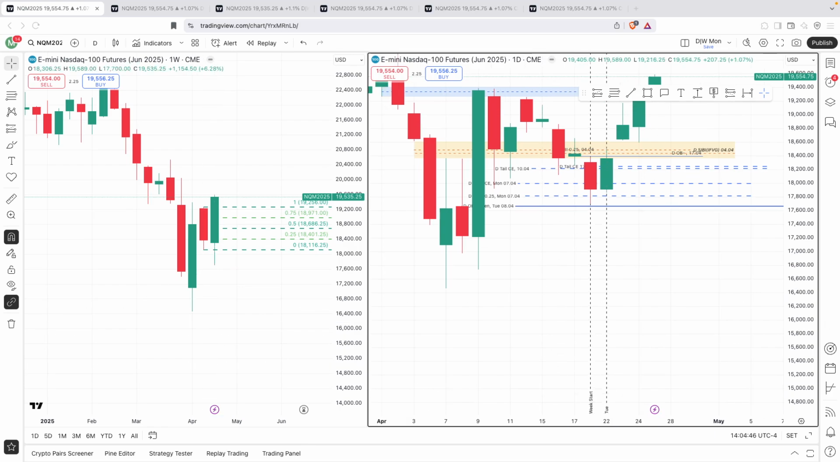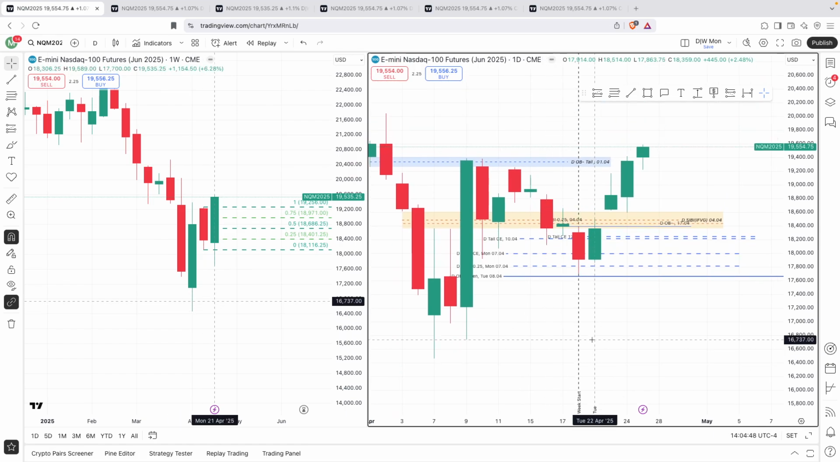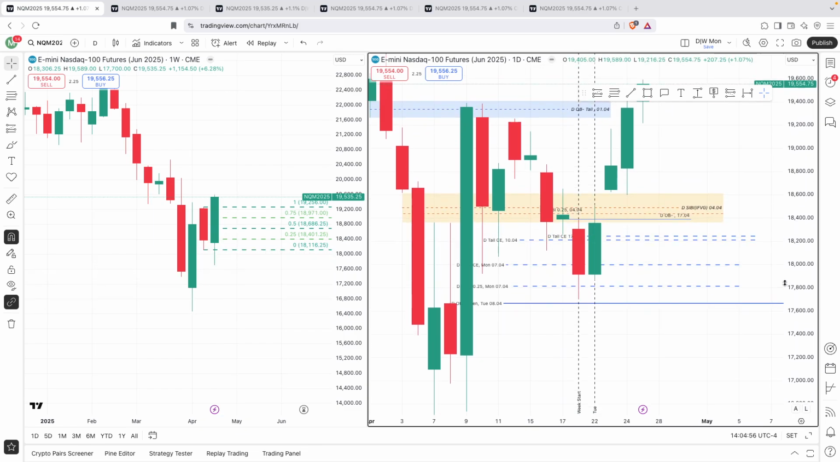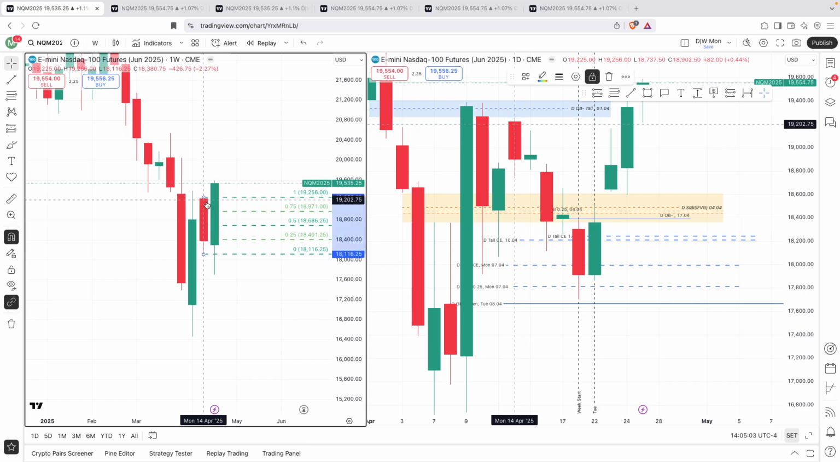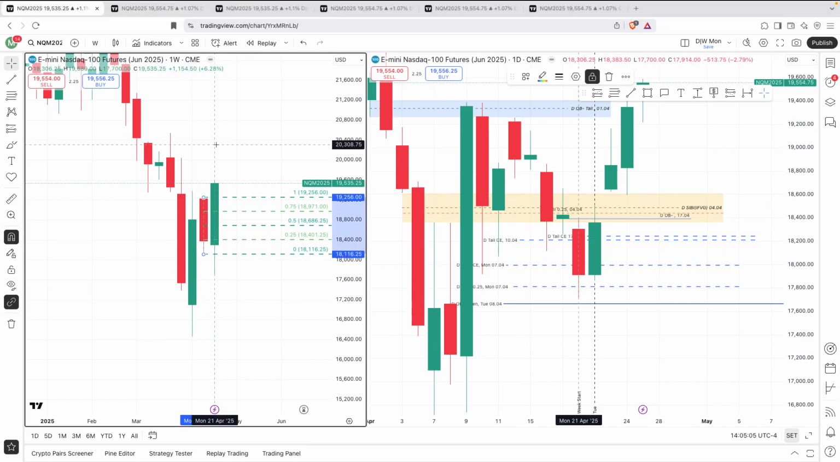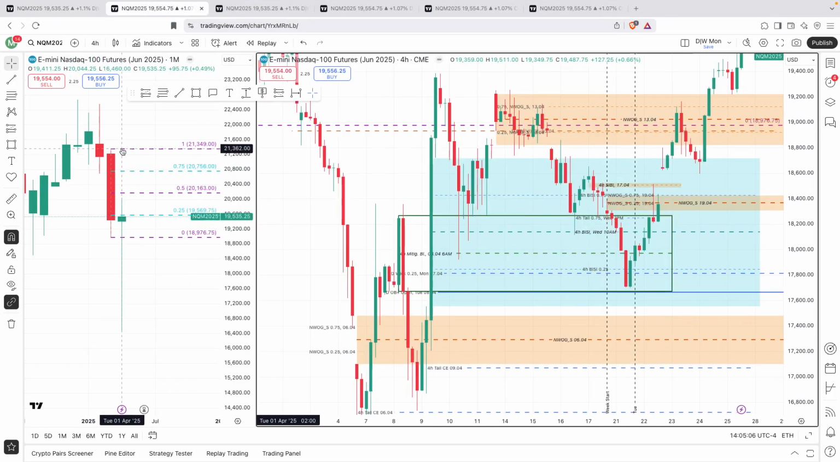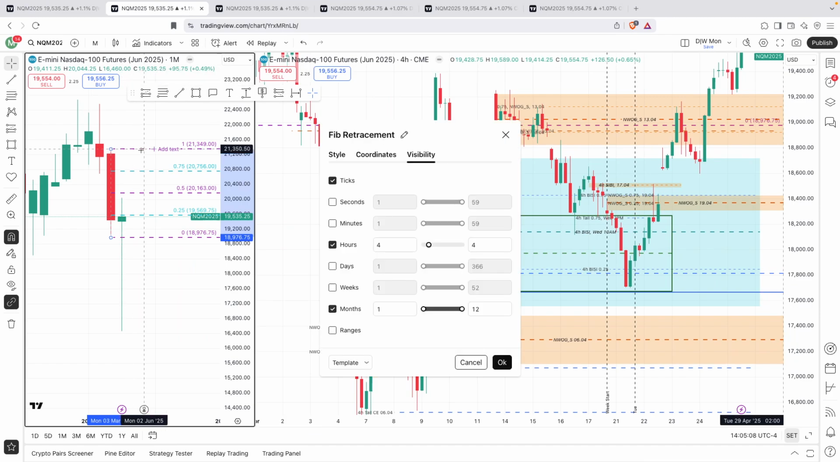The week has opened on Sunday. This was Sunday open, and then this was Monday's price action. And this is the weekly template as well. So we measure the quadrants of the previous week, and then we also measure the quadrants of the previous month. And here we're going to display it on the 4 hours.